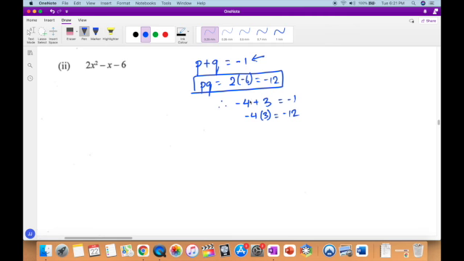So I'll take those two numbers and use them to replace this middle number over here. So I now have 2x squared, and I'll replace that middle number with minus 4x plus 3x. You see that middle number, minus 4x plus 3x, just gives us this. So it's pretty much the same thing, and I have the minus 6 on this side. And now I'll factorize each side. So I'll factorize this side and I'll factorize this side.